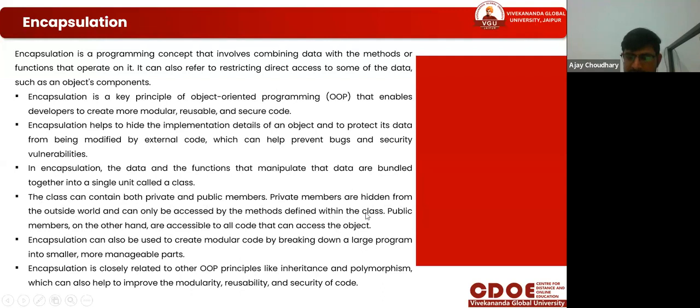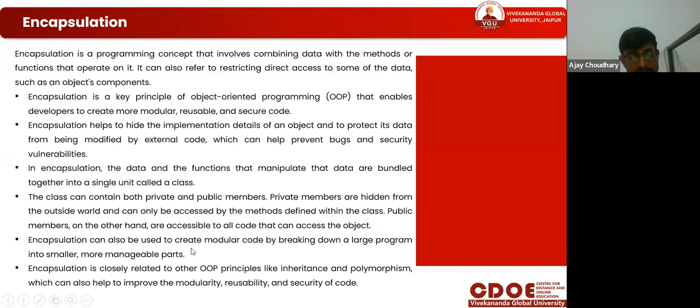There is a slight difference when we talk about functions and methods. In C++, we create a class for that. We don't create standalone functions; we have many functions, but they are inside that class. Public members, on the other hand, are accessible to all code that can access the object. Whenever we declare any member as public, it is accessible to all code. But whenever we declare any function, member, or data type as private, it can only be accessed by the methods defined within that class.